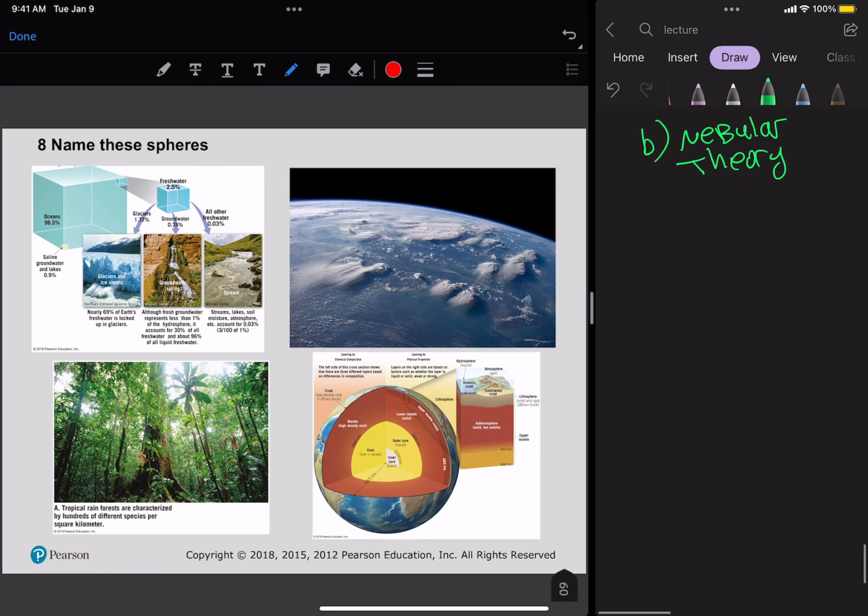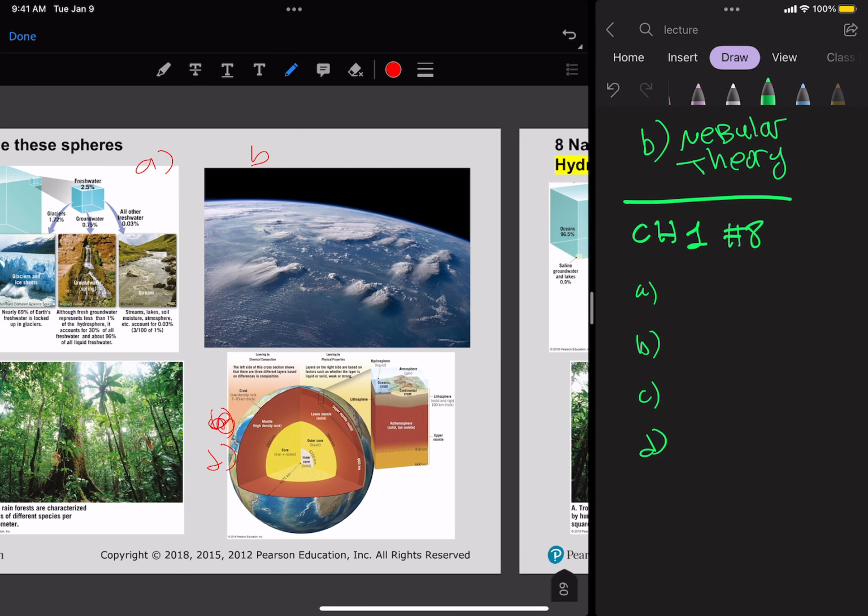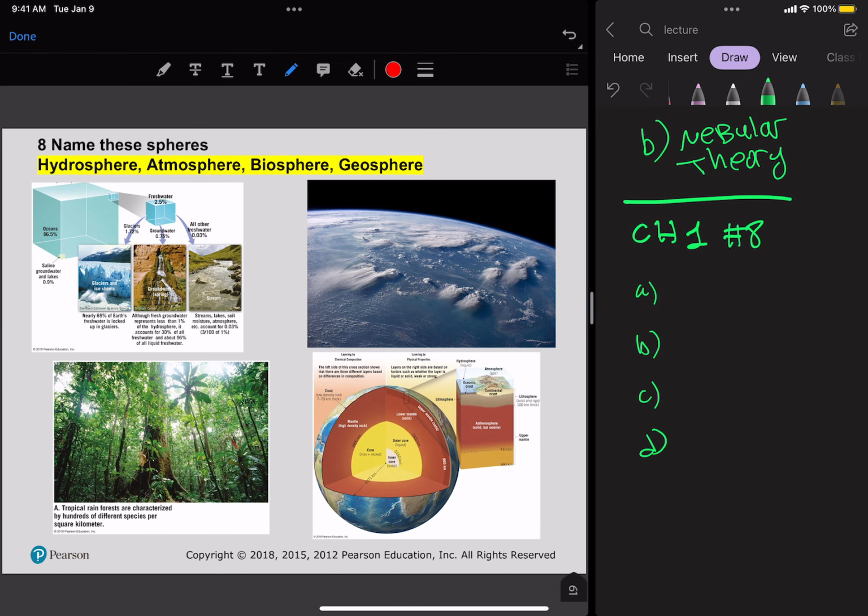And next one, chapter 1, number 8. Let's say that this is A, this is B, C, and this is D. So A, B, C, D. We'll go ahead and name those spheres. In order, the first one is the hydrosphere. This is where you see water. The hydrosphere is all of Earth's water supply.